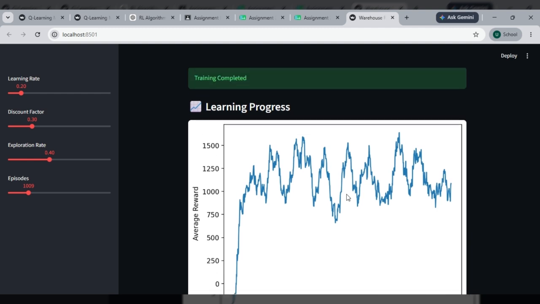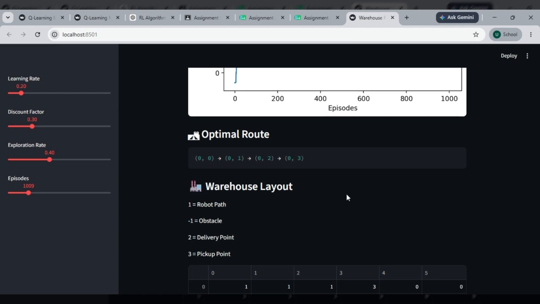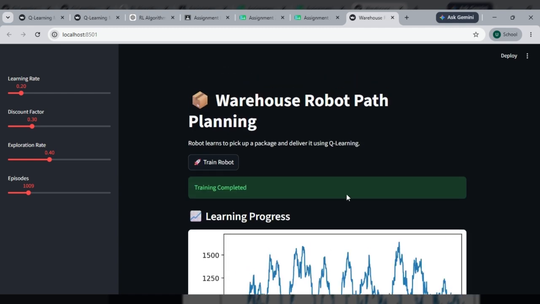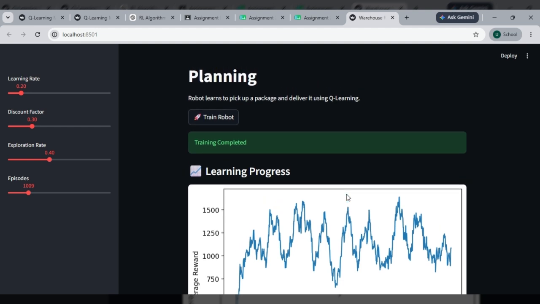Training phase. Now I click the train button, and the training is completed.